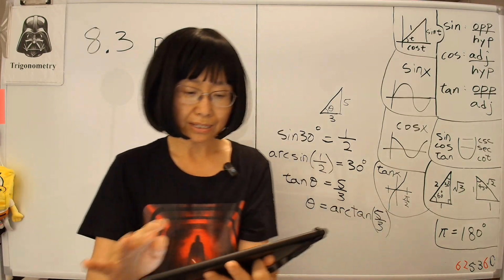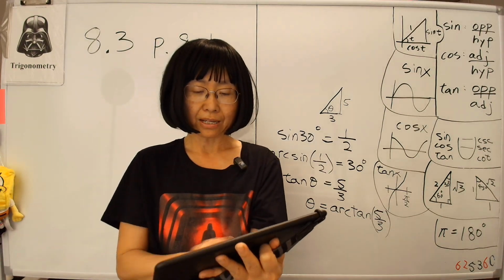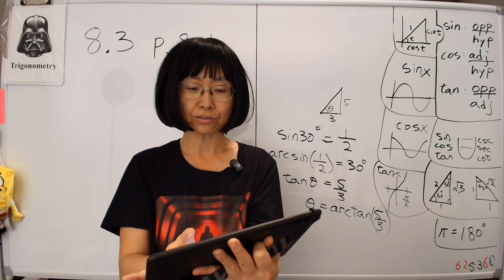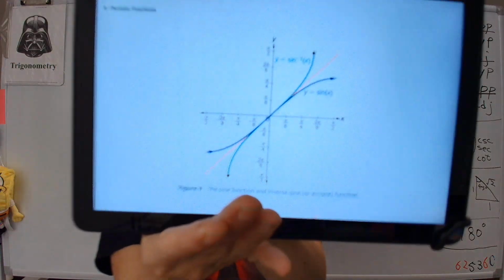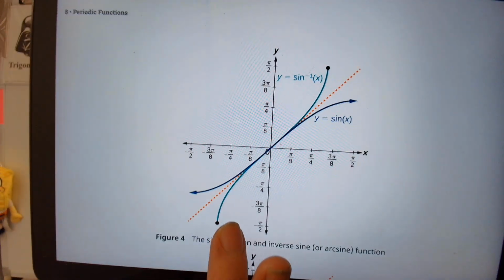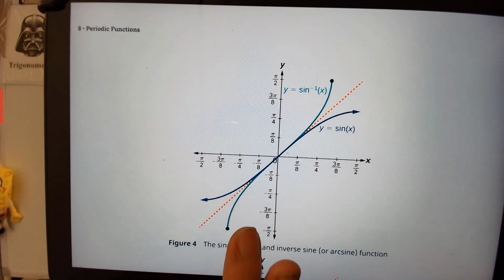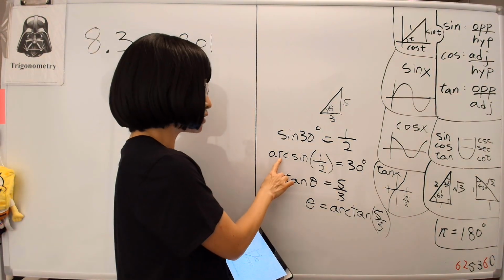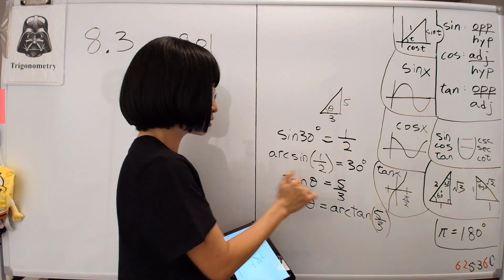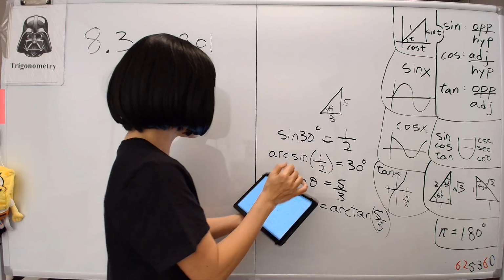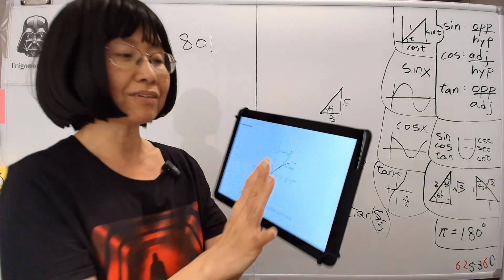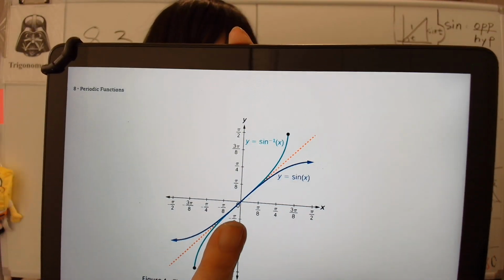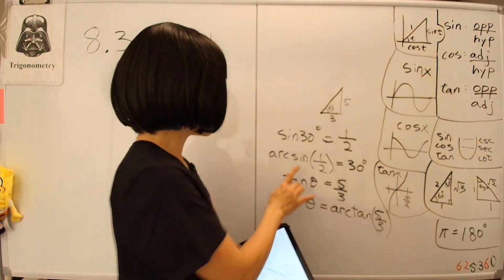Okay, let's look at the next page to see what the inverse function graphs look like. On page 802 at the top, the book is showing you both sine x and the inverse function. I just told you that the inverse function is called arc sine, arc cosine, or arc tangent. There is another way to write it though. The inverse function is also written with a -1 on top, like you see here. That means the exact same thing.